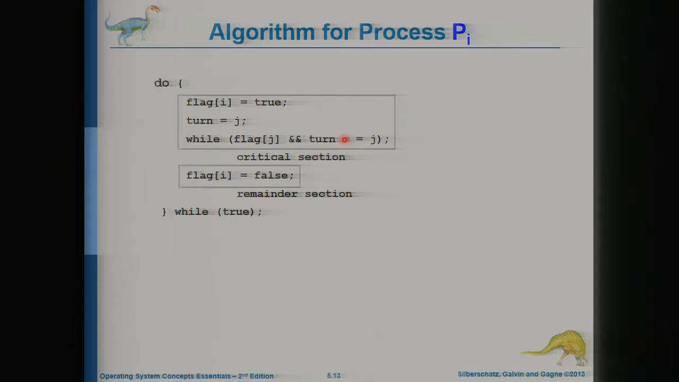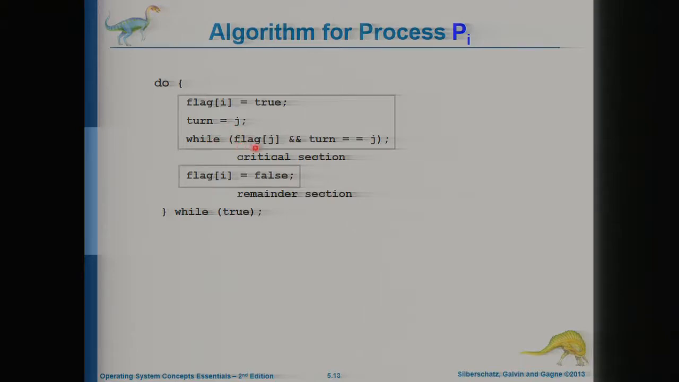In this case, flag of i is equal to true means process Pi is ready to enter into its critical section, and before it can enter, it is saying turn is equal to j. Turn equal to j indicates that it is saying, I am ready to go into the critical section, but let the other process, if it is ready, go and execute its critical section first. After it finishes, then I will execute the critical section. There are two processes only. So it says I am ready to execute the critical section, but I will wait for the other process to finish the execution of its critical section. That is the meaning of turn is equal to j.